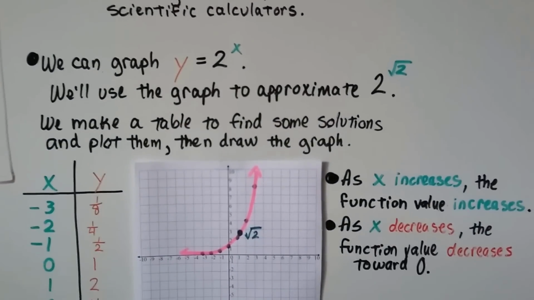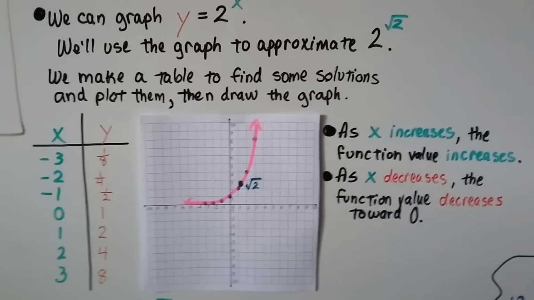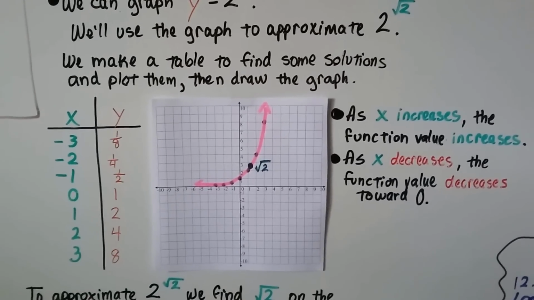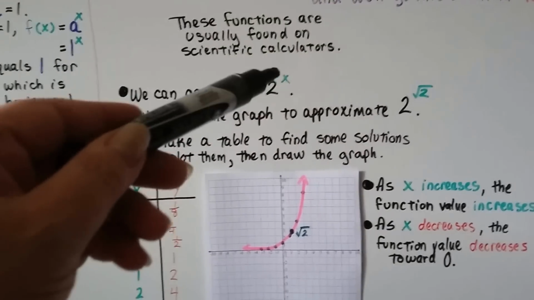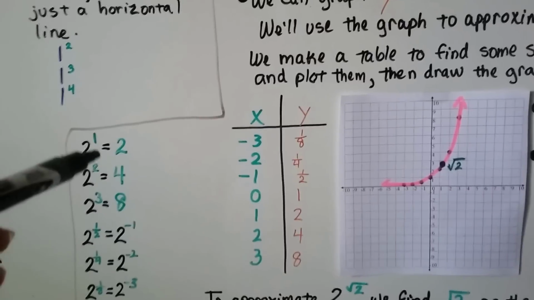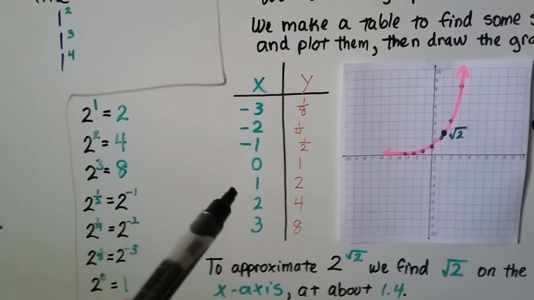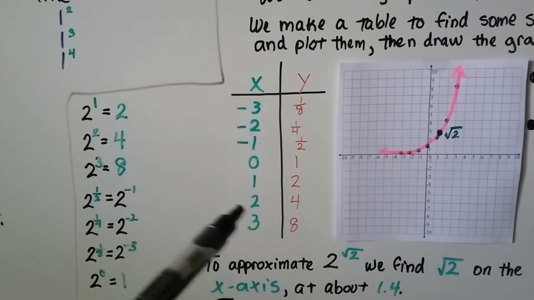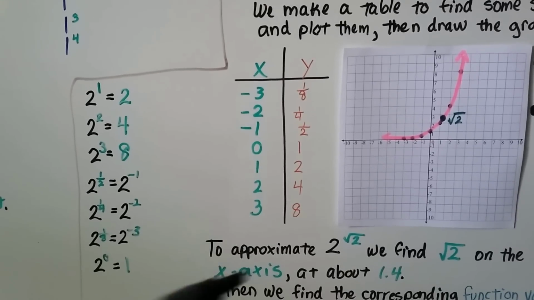We use the graph to approximate 2 to the square root of 2 as an exponent. We make a table to find some solutions and plot them, then draw the graph. So if y equals 2 to the x, well, if it's 2 to the first power, it's going to equal 2. We make our table of values. If it's 2 to the second power, it's going to be a 4. If it's 2 to the third power, it's going to be an 8.